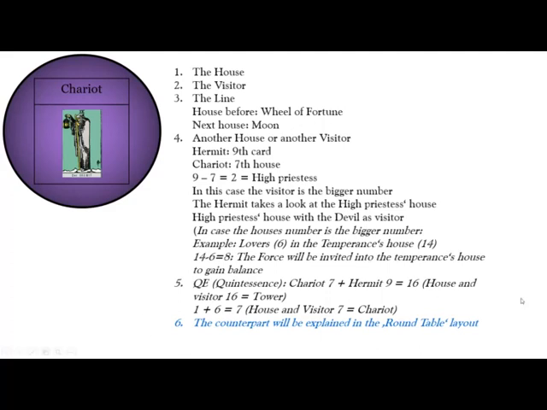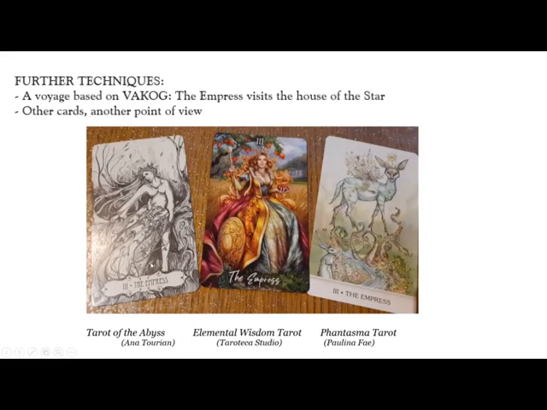And then the last one, but I'm not going to explain that one right now. This is the counterpart, which will be explained in another reading. Then you have further techniques to get an idea of how to work even further with each house. So you can go over VACOG. VACOG are the 5 senses that we have.